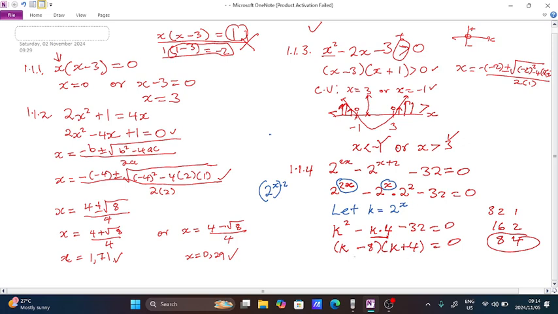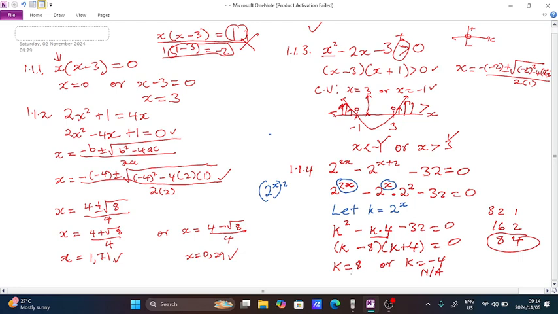So now we apply the zero products where we have k equals to 8 or k equals to -4. So normally a negative doesn't have a solution. Again, this one doesn't have a solution.